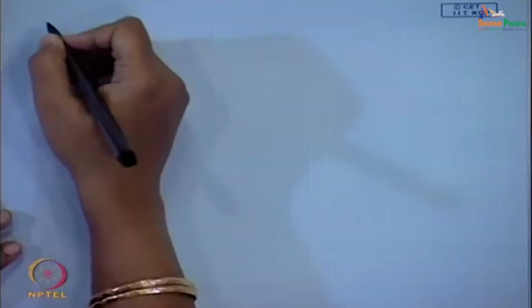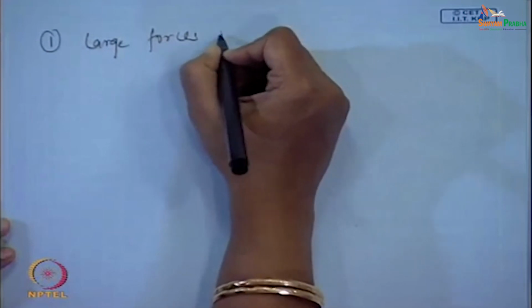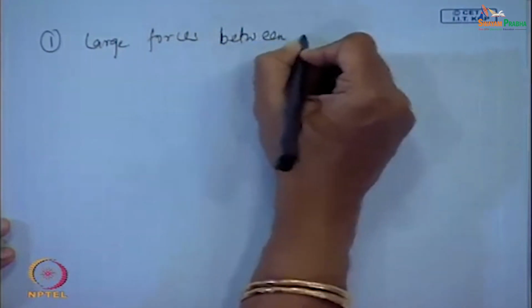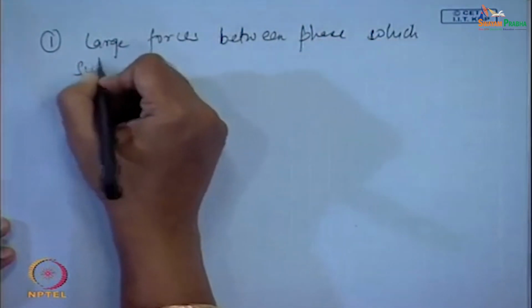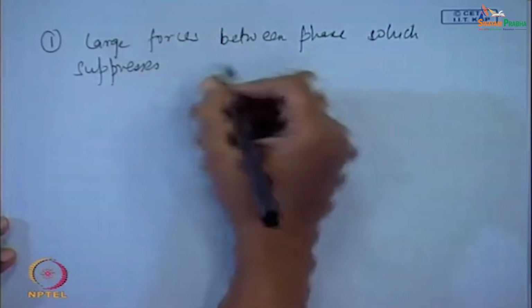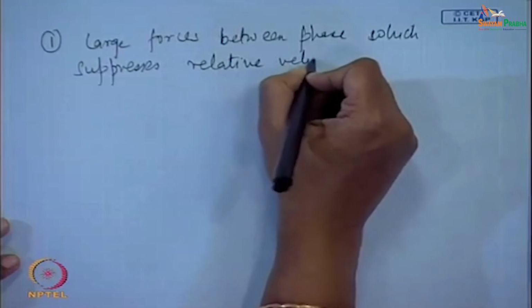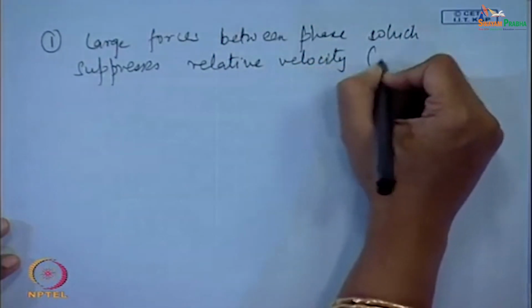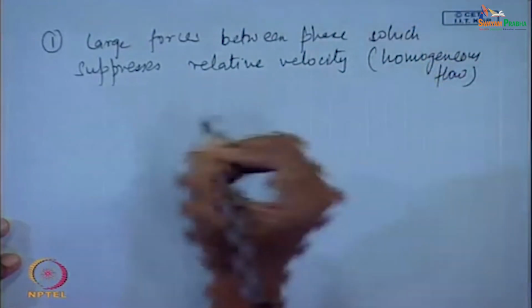So, for this particular case, we can solve the problem for two cases. One case is large forces between phases, which suppress relative velocity. What does this mean? That between the two phases such large forces are acting that they suppress the relative motion. What does this sentence mean? Homogeneous flow. In other words, this means that the two phases are under homogeneous flow condition.